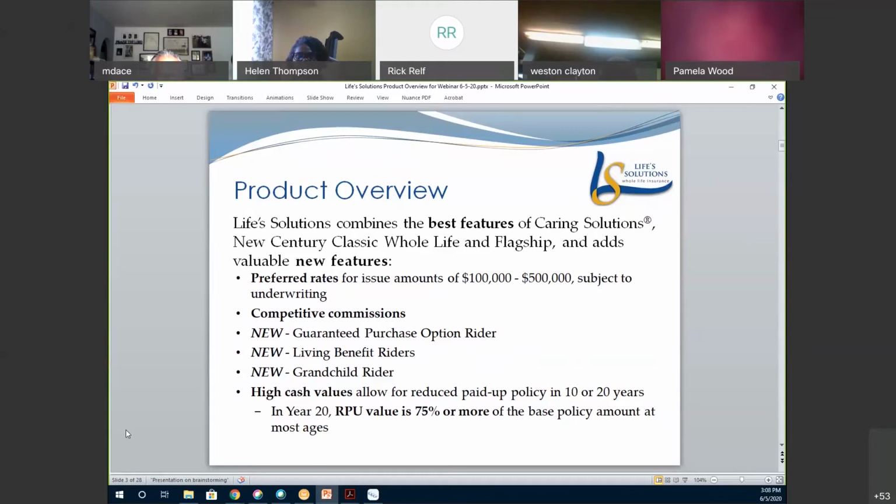Now, we have high cash values in here, and these allow us to really have a nice reduced paid up policy in 10 or 20 years. In fact, in year 20, as it says on this slide, the RPU value is 75% or more of the base policy amount at most ages. Let me say that again. In 20 years, you paid in enough premium that almost every policy has an RPU value of 75% of the death benefit. And the reason it says most ages, there were a few ages I saw where it was 74 point something. It wasn't quite 75, but we designed it with that kind of cash value buildup to turn it into a paid up policy in mind. And I think it's working very well.